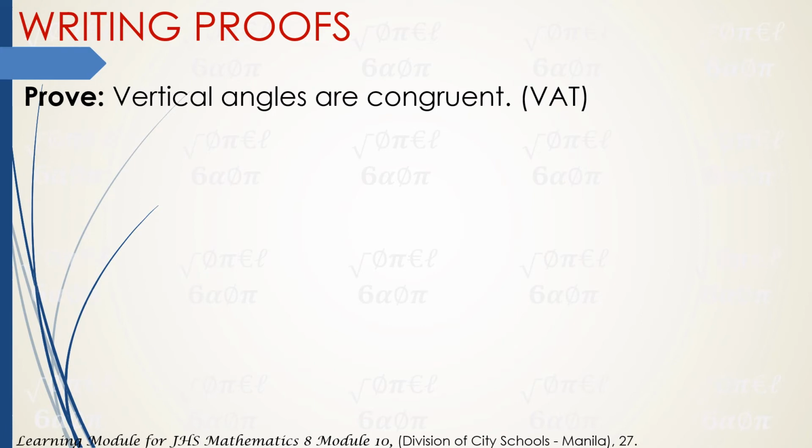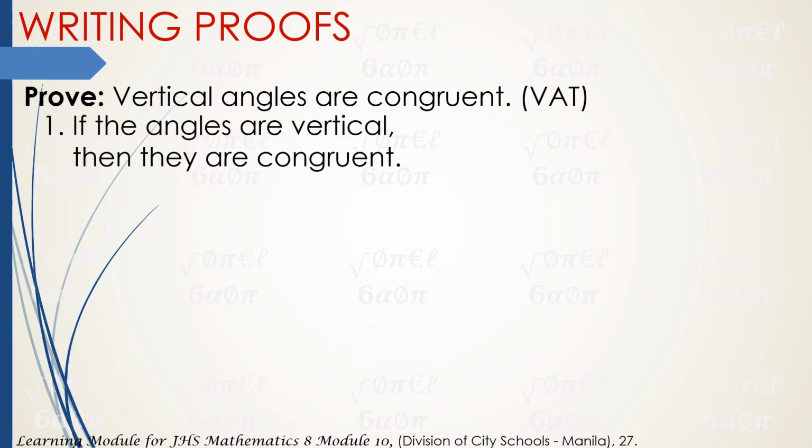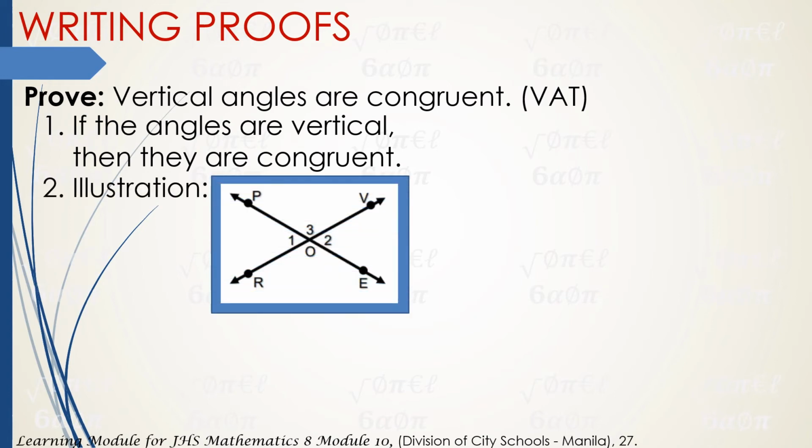Prove vertical angles are congruent. That is vertical angle theorem or VAT. Okay, if we are going to write it in if-then form, vertical angles are congruent, it will be, if the angles are vertical, then they are congruent. For the illustration, so yan po yung ating naging illustration dito. So kayo na pong bahala kung ano yung gusto nyong gamiting letters at ano yung gusto nyong ipangalan dun sa mga angles nyo. So pwedeng pangalan ng angle, pwedeng small letter na lang din, or pwede rin namang numbers.